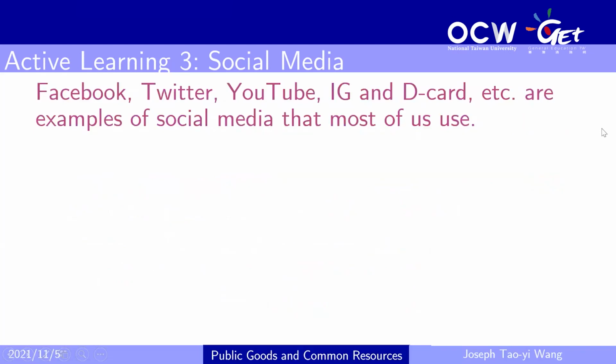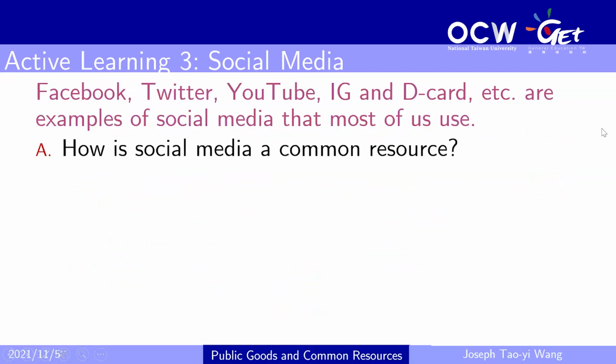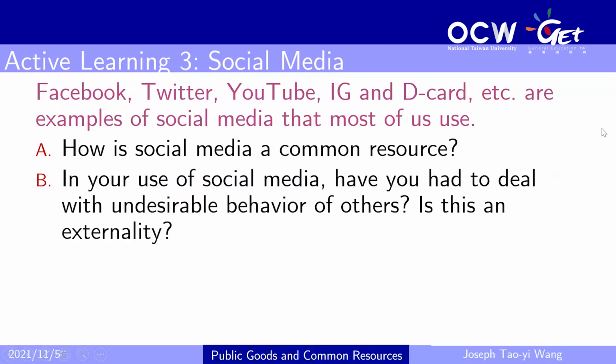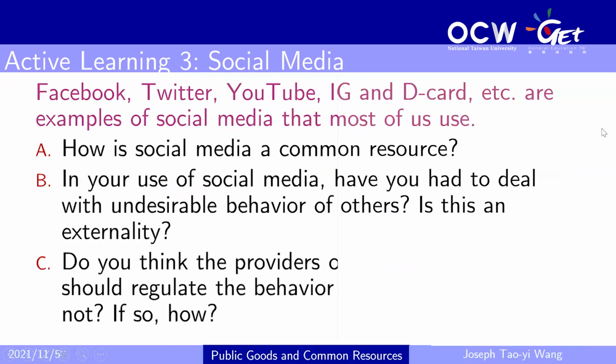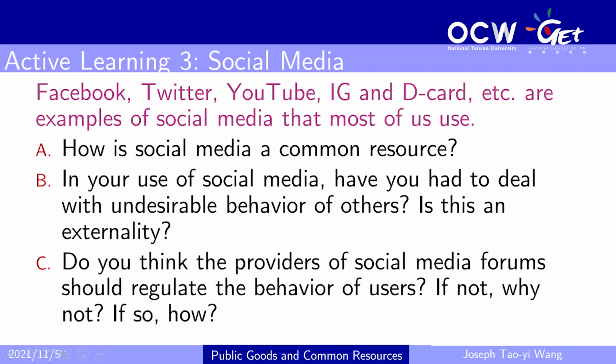All right, here's a good real-world example of this. We have a lot of social media: Facebook, Twitter, YouTube, IG. I think now Taiwanese people use Dcard. I'm not sure if you ever tried to look at things on Dcard. So one question is, how is social media a common resource? The second question is, in your own experience, have you dealt with undesirable behavior of other people? And do you think that's a kind of externality or not?